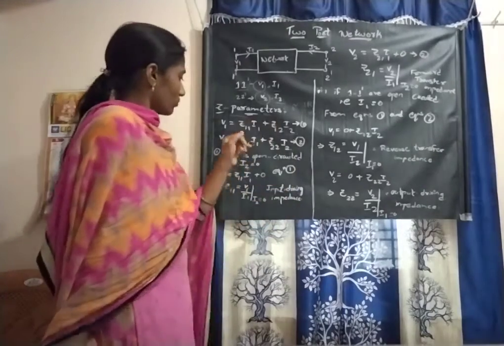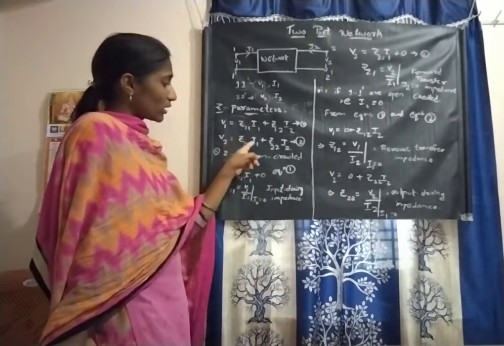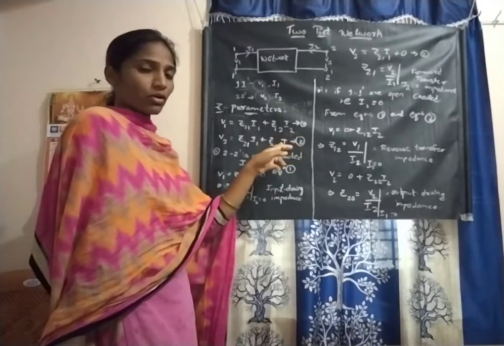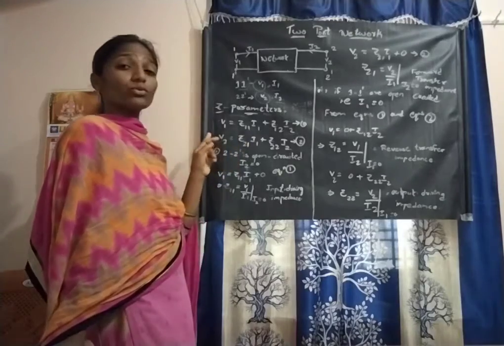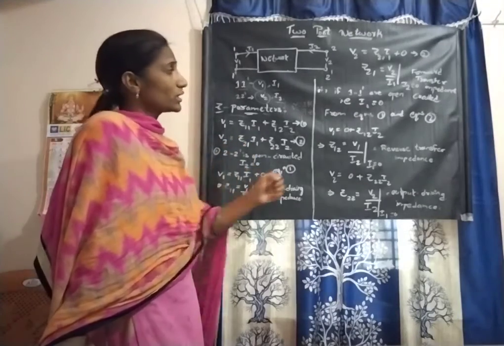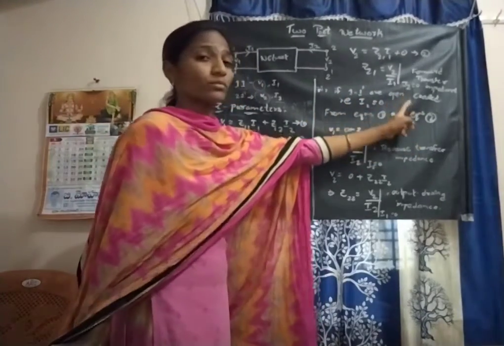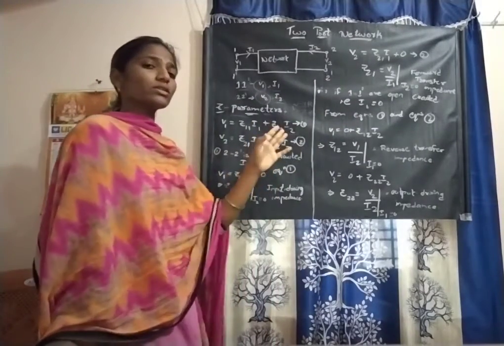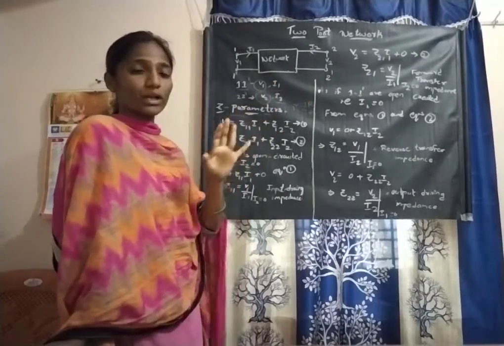Next, equation 2: V2 equals Z21 I1 plus Z22 I2. I2 is 0, so only a single term remains, V2 equals Z21 I1. So Z21 is known as the forward transfer impedance, when the output current is 0. These are the two conditions when we make the 2 dash port open.